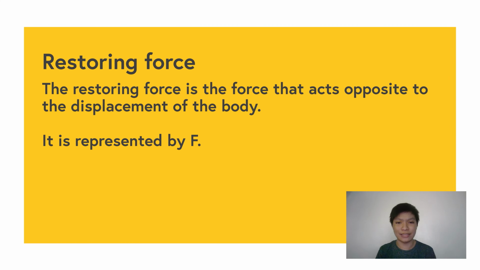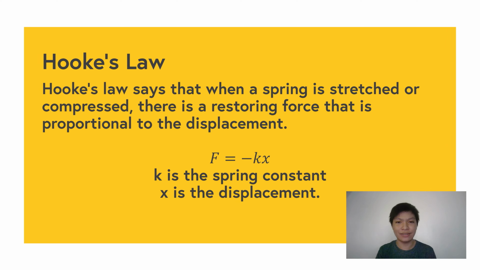Hooke's law says that when a spring is stretched or compressed, there is a restoring force that is proportional to the displacement. The restoring force equals the negative of the spring constant, the quantity that measures the elasticity of the spring, usually represented by k, times the displacement of the spring, represented by x.